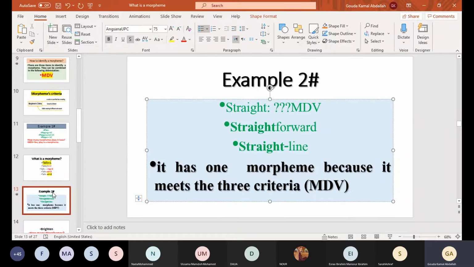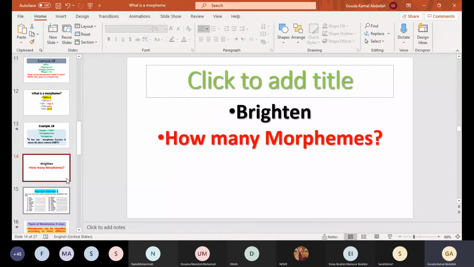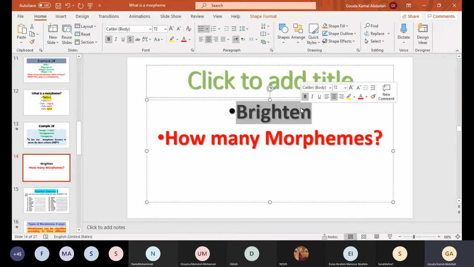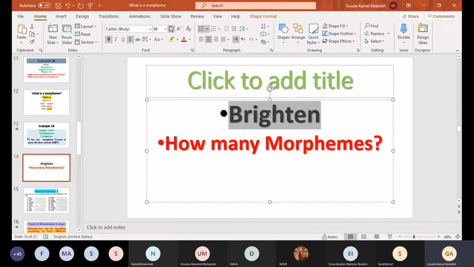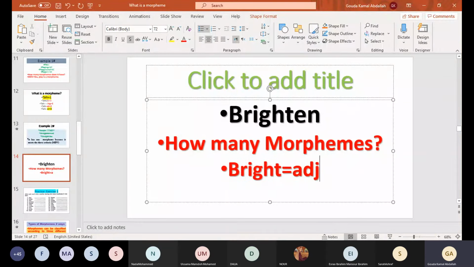Let's move on to a third example. This one, Brighton. It has two morphemes. Okay, where is the first one? Bright. Okay, the first one is bright. It's an adjective, right?